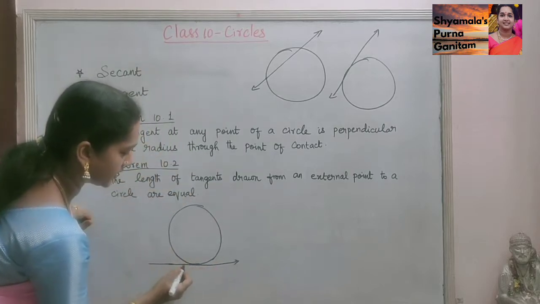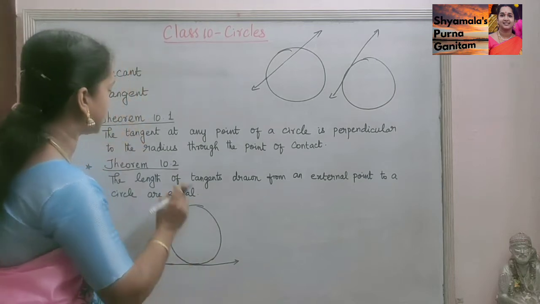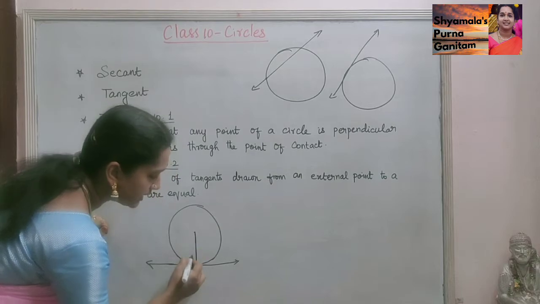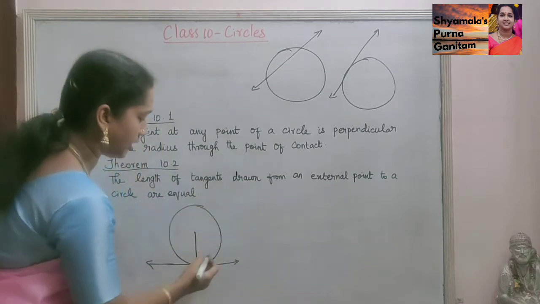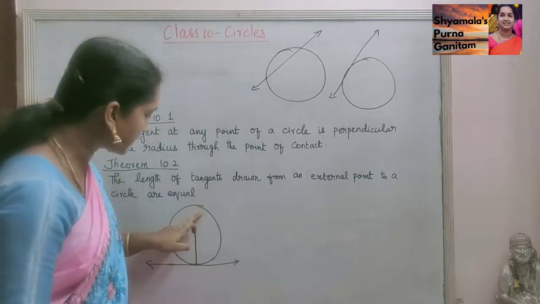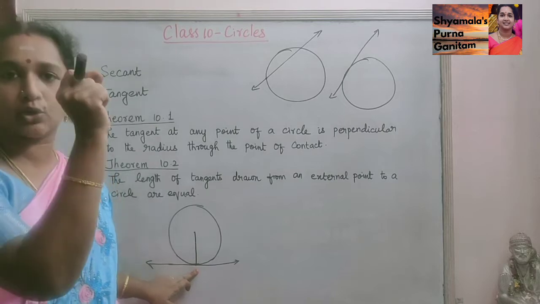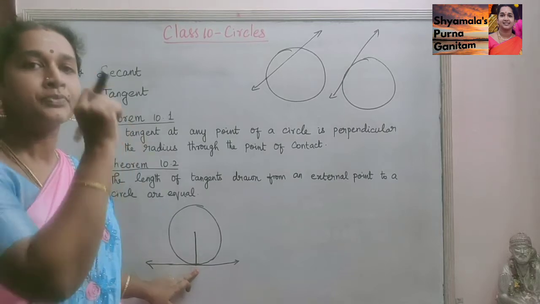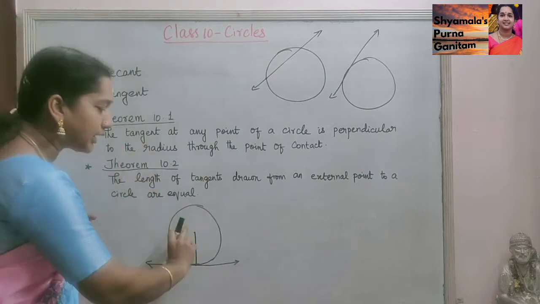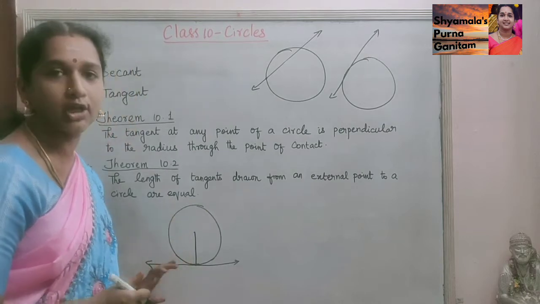The tangent at any point of a circle is perpendicular to the radius through the point of contact. So if we draw a radius, that will be perpendicular to the tangent. The point of contact means the point where the circle and the tangent meet. Since it is a tangent, it will meet at 1 point only. That point is called the point of contact. So that perpendicular distance will be the shortest distance.